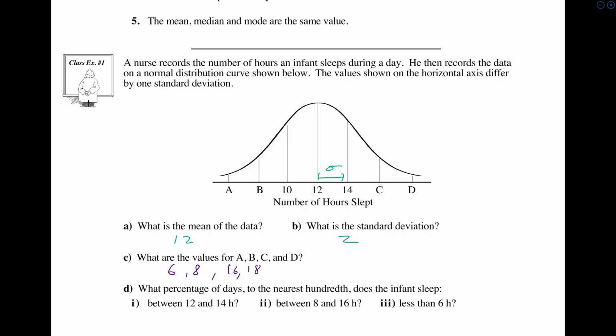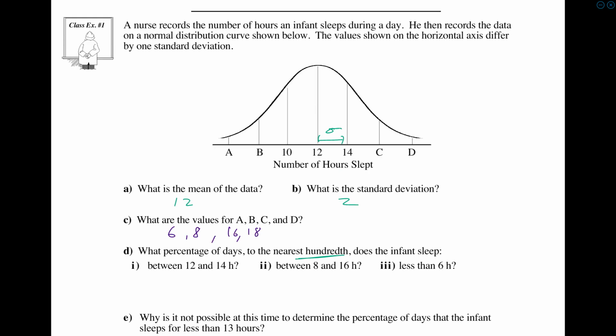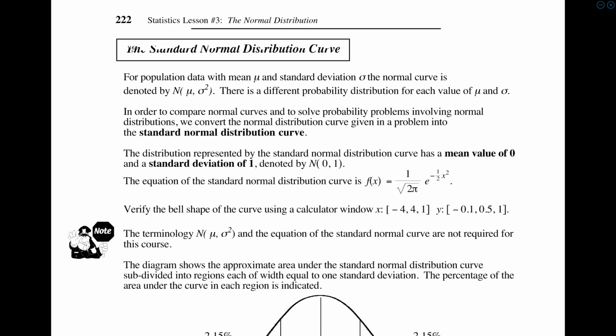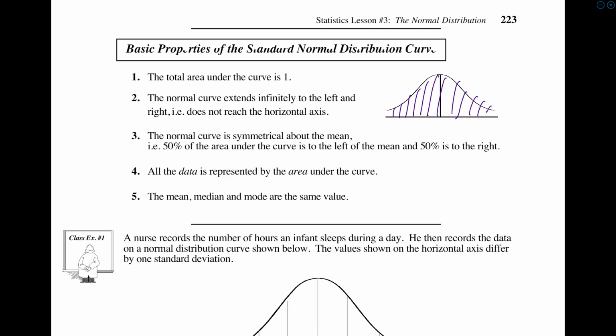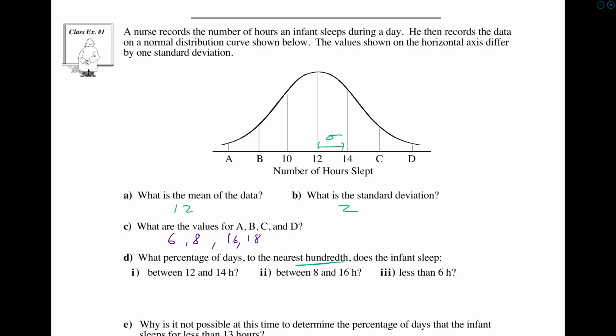And what percentage of days to the nearest 100 does the infant sleep between, say, 12 to 14? Let's just go back a second. We're taking a look at these categories. So what percentage is in this 0 to 1 category is first of all being asked? 34. To the nearest 100.